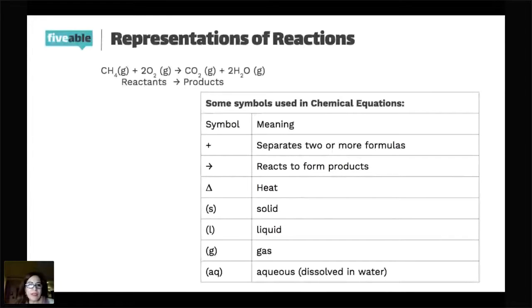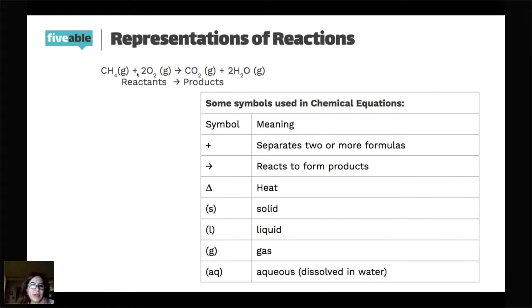Okay, so representation of reactions. We already know that we are going to start with the reactants and that the arrow is going to separate the reactants from the products. The symbols or letters that appear in parentheses are going to be the states of matter of the compound. So in this case, everything is gas. And we're also going to have the coefficients, which are what we use to balance the equation.